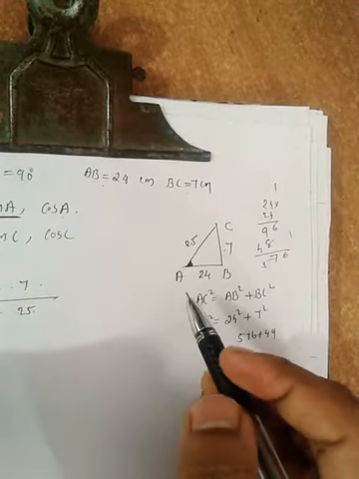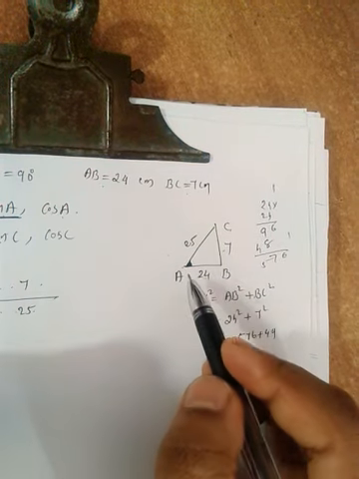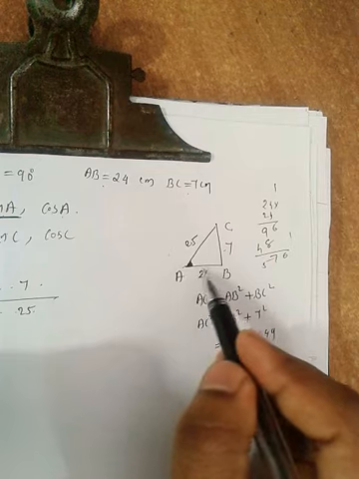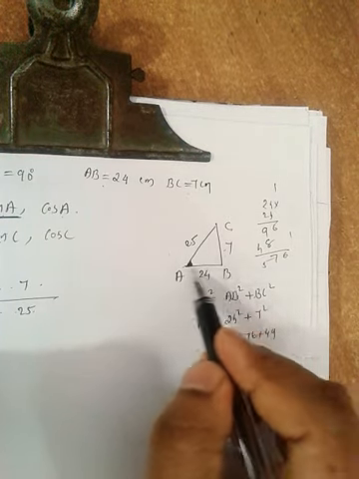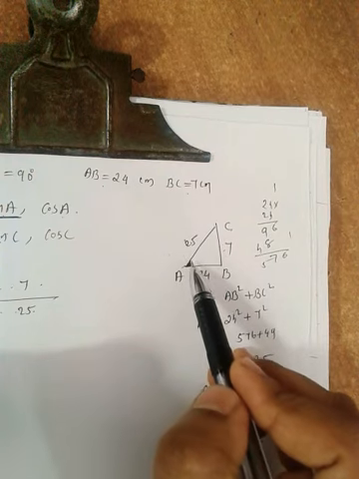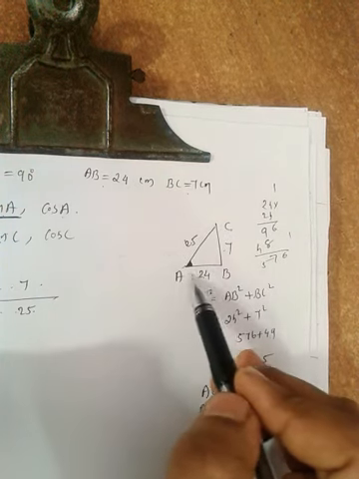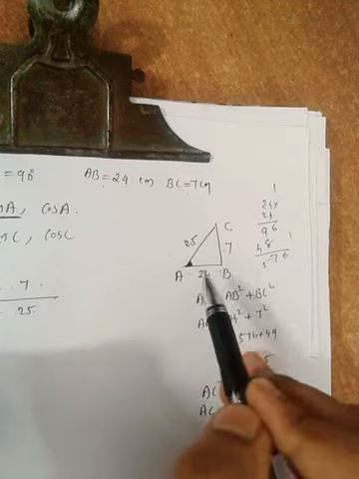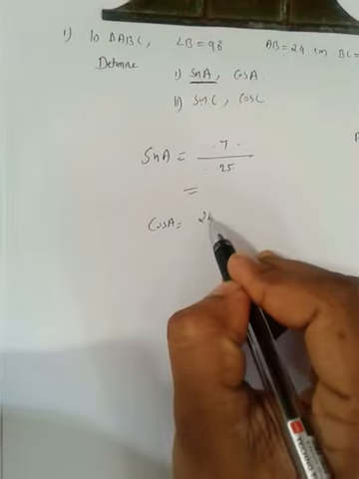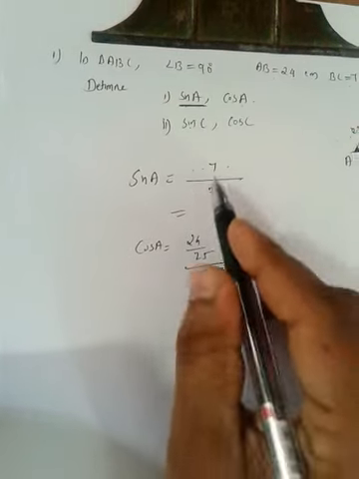Cos A means the adjacent side of A by the hypotenuse, and from the figure it is very clear that the adjacent side of A is 24. Actually 25 and 24 are both adjacent to A, but we cannot choose 25 as adjacent. We must use 24 as adjacent. So adjacent by hypotenuse becomes 24 by 25. So the answer will be 24 by 25. And this is the answer for the first sub question.